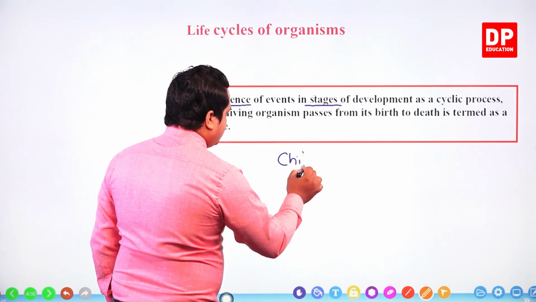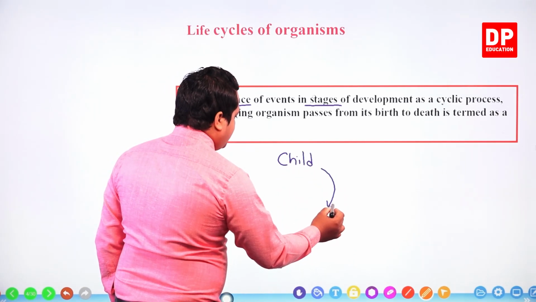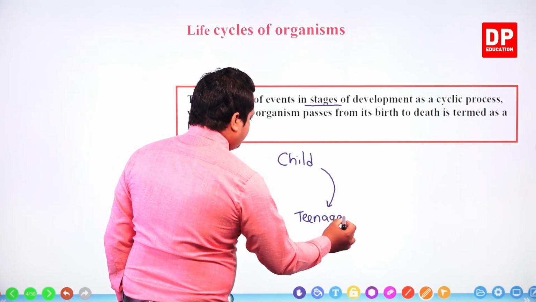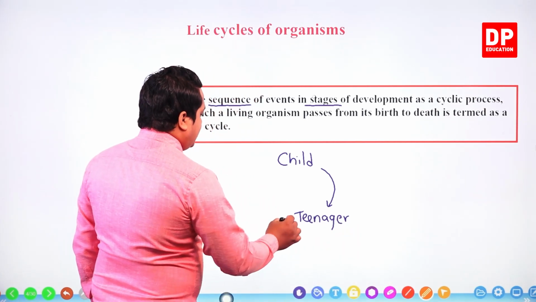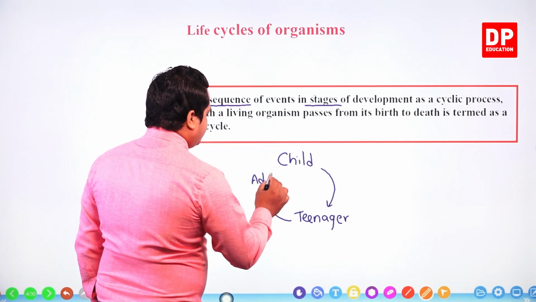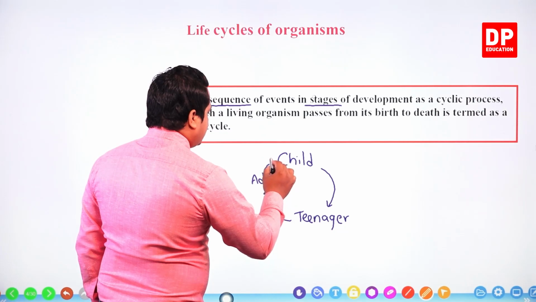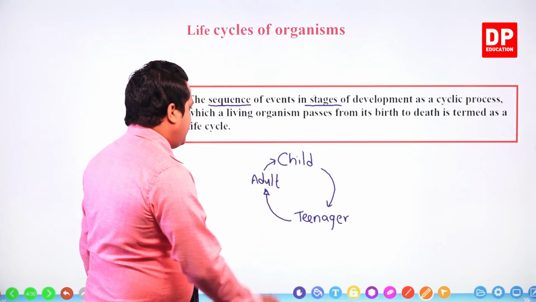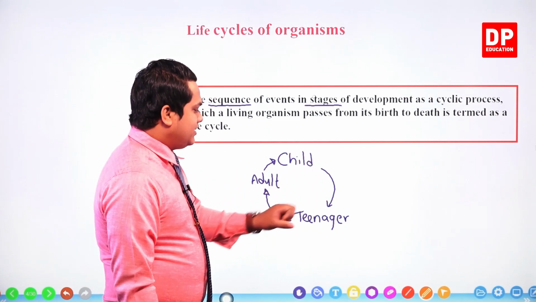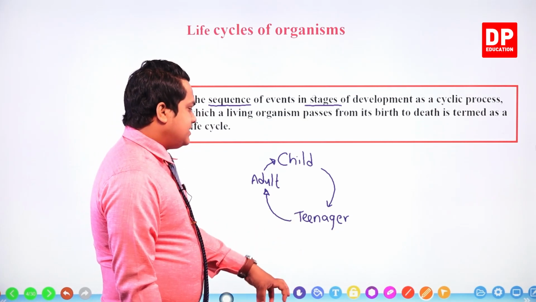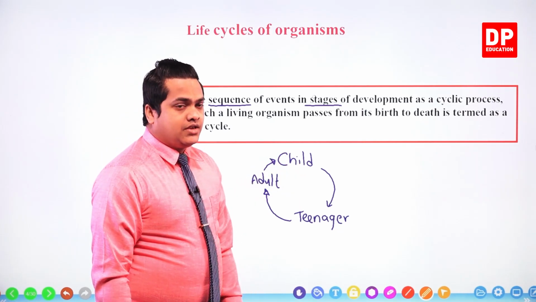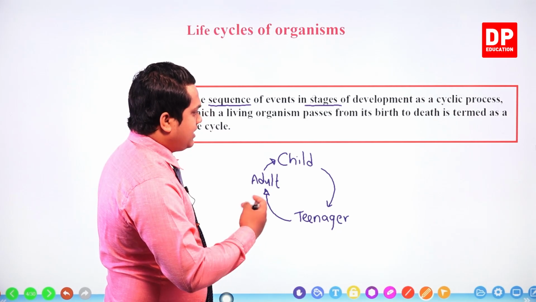Child. The child is becoming a teenager. Right? Then the teenager is becoming an adult. Then the adult is once again going to give birth to a young child. So that child is again becoming a teenager. Then that teenager is again becoming an adult. Adults are going to give birth to young ones or children. So this is a cycle. It's going to happen like a cycle.